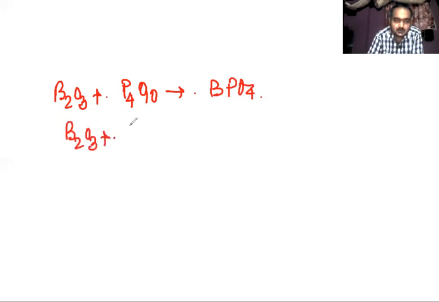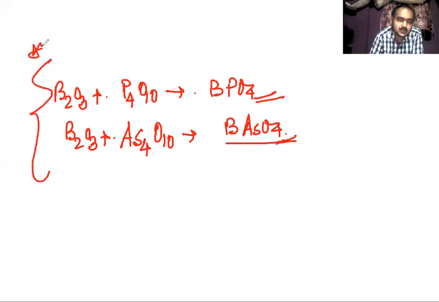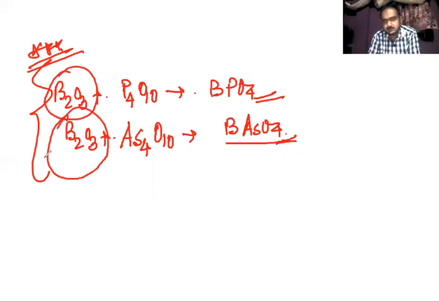B2O3 plus As4O10 will produce BAsO4, boron arsenate. Actually, these reactions are most important. In these reactions, we see that B2O3 can also act as a basic oxide. So B2O3 can act as a basic oxide.